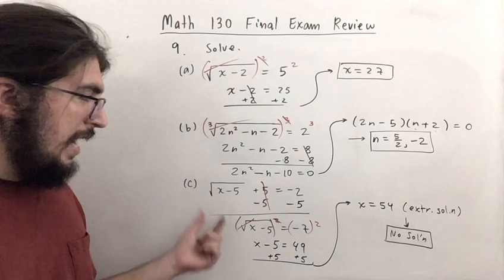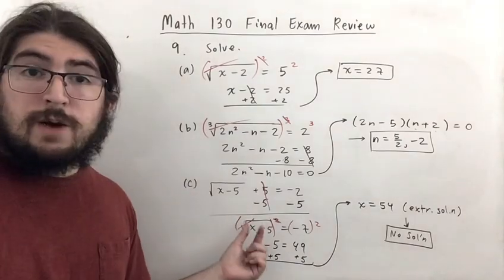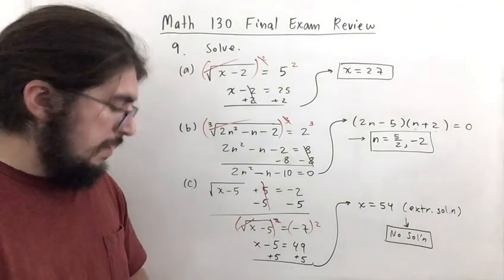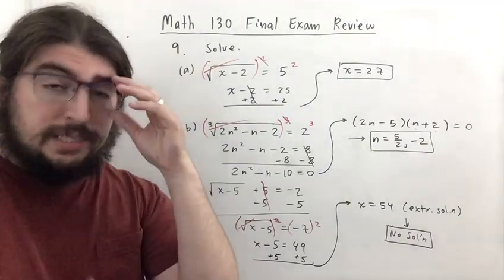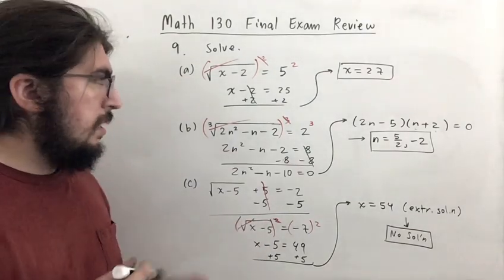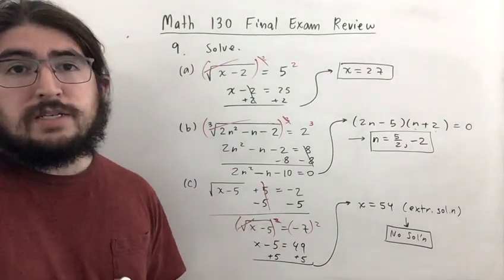So I think that's kind of sad news, but I guess the good news there is that we could have seen it ahead of time that, oh, we have a radical equals a negative. That can never happen, unless there was a negative in front of the radical. Kind of strange, but squaring both sides gets rid of negatives, so you have possible scenarios for extraneous solutions. Great, so that was 9. Now let's move on to number 10.